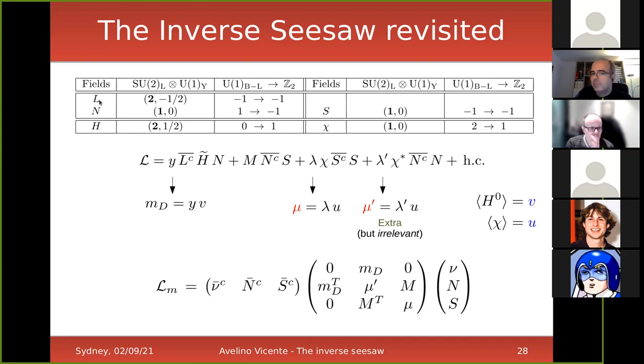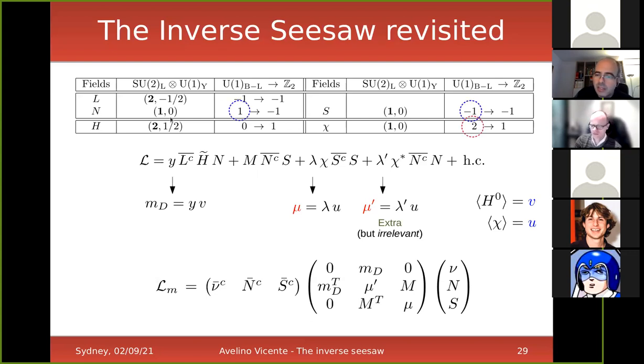So you have the standard model lepton doublet, you have singlet fermions N and S, the standard model Higgs doublet, and you add also a singlet scalar chi, which will get a VEV and will induce spontaneously the mu parameter. Okay, with these ingredients, and by assuming that the lepton numbers of N and S are opposite.